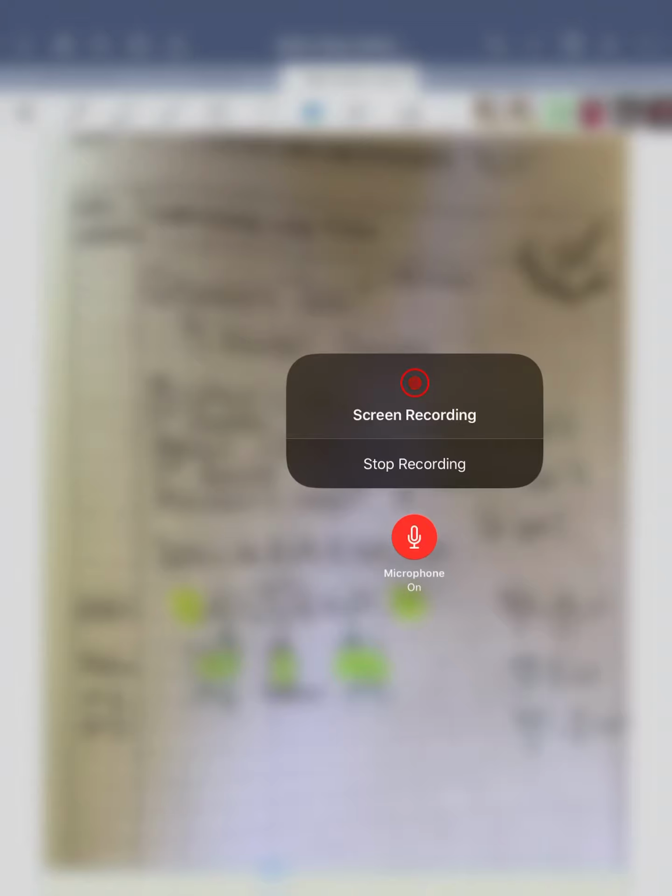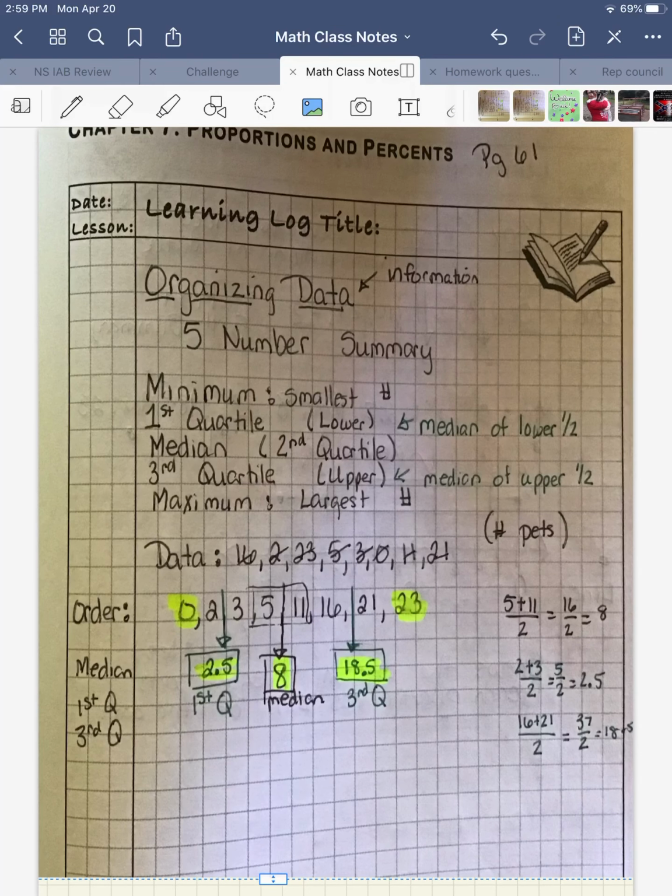Good morning. We are taking a look at our notes today. We are not adding new notes. This is just reviewing notes we already took.